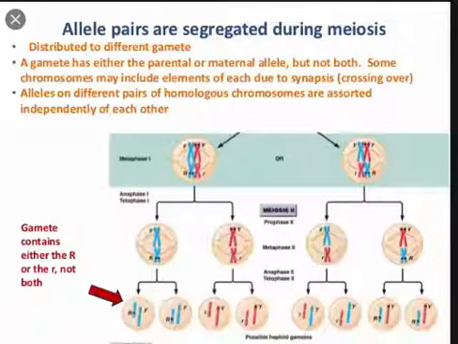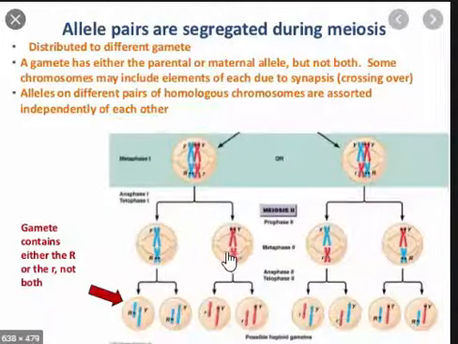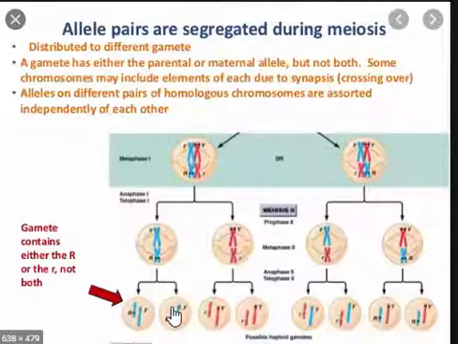The homologous chromosomes pair up randomly along the cell equator during meiosis 1. It's a matter of chance which of the two chromosomes from any homologous pair ends up on a given side of the cell equator. So they line up on the cell equator and then they get separated at this point. So the allele pairs are segregated, which means that they are separated during meiosis.